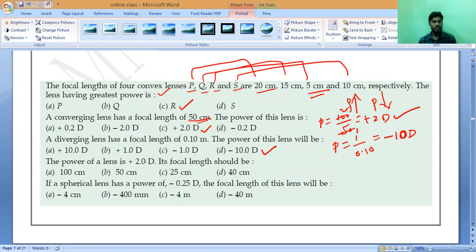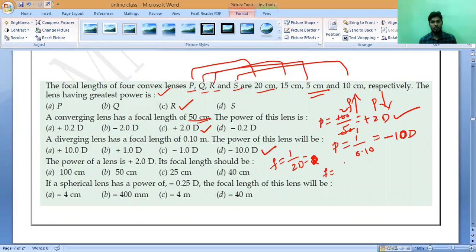The power of a lens is plus 2D. What should the focal length be? So the focal length is equal to 1 by 2D. 2D means 2 per meter. So the focal length is equal to how much? 50 centimeters, sir. 50 centimeters.